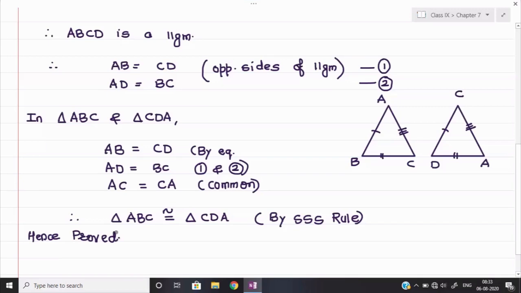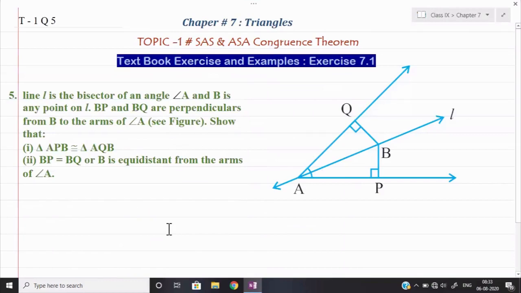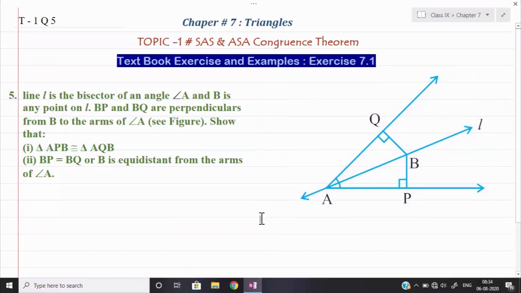Okay, now let us see the next question. We are going to start now question number 5. In the fifth question we have given that line L is the bisector of an angle A and B is any point on L. So first of all let us discuss these two given. Line L, look at the figure. In the figure you observe one line L is given to us, and this line is bisecting the angle A.